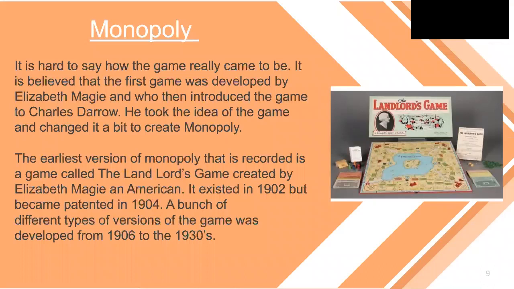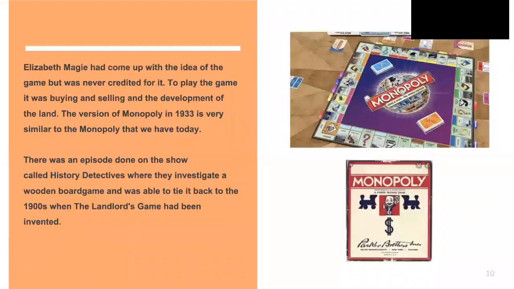A bunch of different versions of the game were developed from 1906 to the 1930s. Elizabeth Magie had come up with the idea of the game, but it was never credited to her. To play the game, it was about buying and selling and the development of land. The version of Monopoly in 1933 is very similar to the Monopoly that we have today.